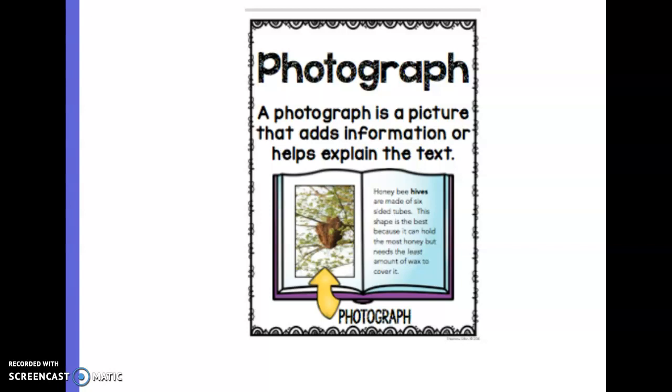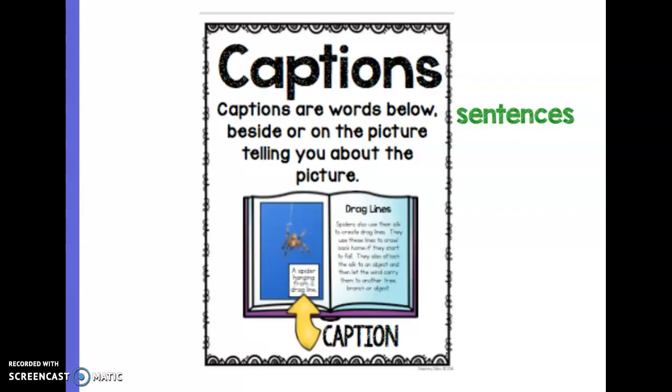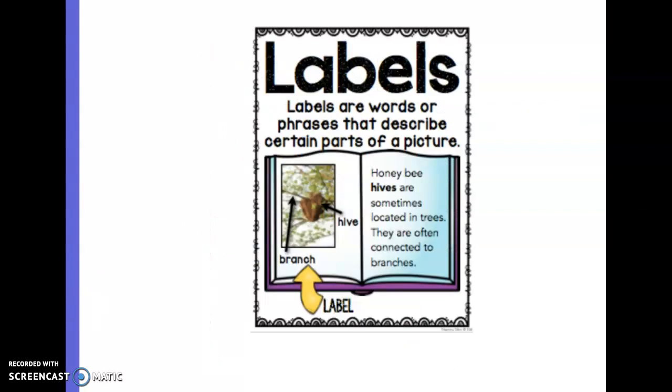Our next feature goes right along with photographs because they are captions. Captions are words below, beside, or on the picture telling you about the picture. So this is a caption because it's telling me exactly what's happening in this picture. An important thing to know about captions is that they are sentences, not single words. If you see a single word on a picture, it's most likely a label.